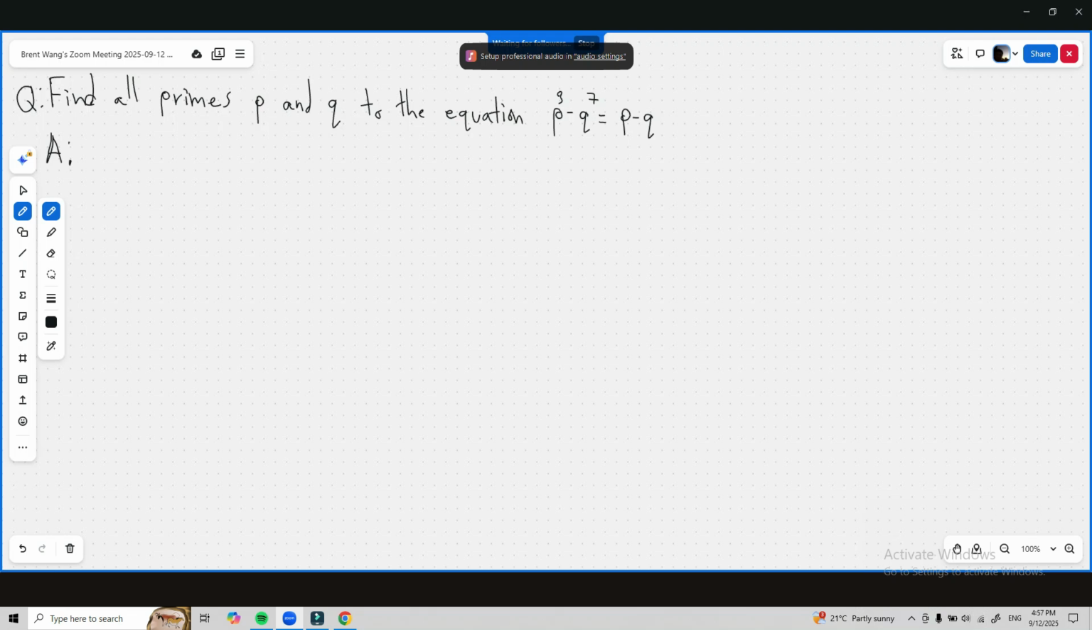Let's do some difficult math because I'm bored. So, I was online browsing for difficult math problems when I came across one that I couldn't solve. It was: find all primes p and q such that p cubed minus q to the power of 7 is equal to p minus q.